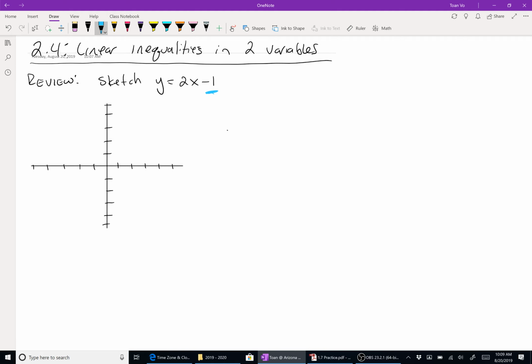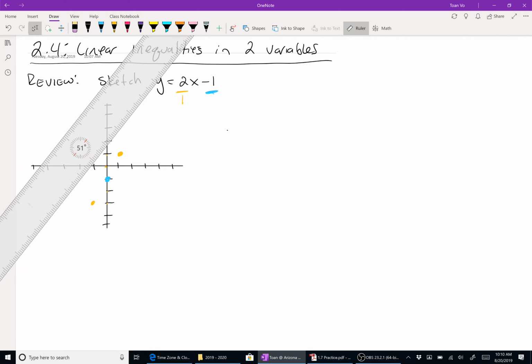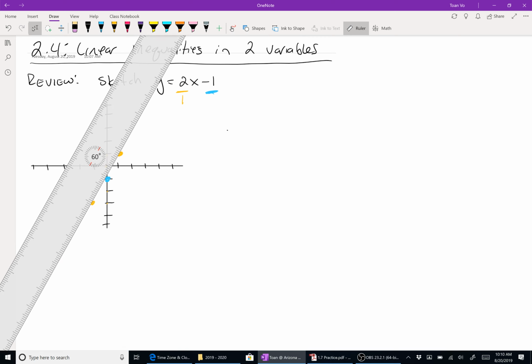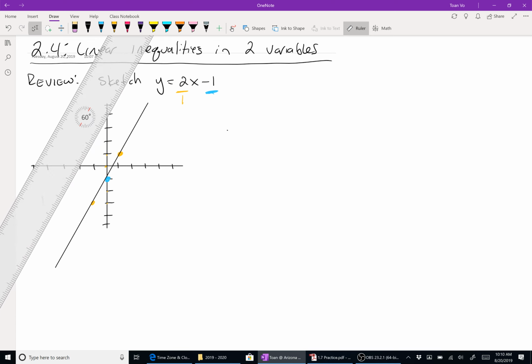That's your y-intercept, so I'm going to put a y-intercept of -1. And then my slope is really a fraction, 2 over 1. That tells me from my starting point, I'm going to go up 2 spaces and over 1, or I can go down 2 spaces and left 1. Either way is fine. And then you connect the dots. I totally missed that, but you guys get the idea.